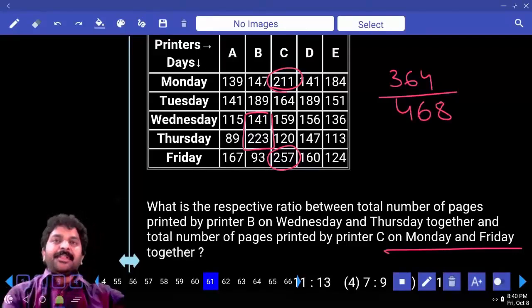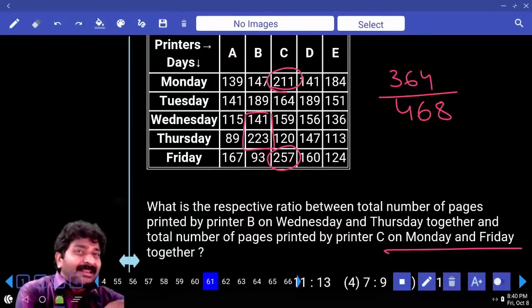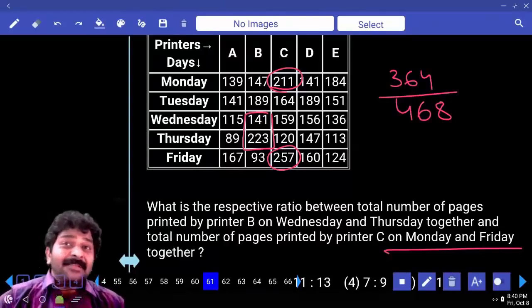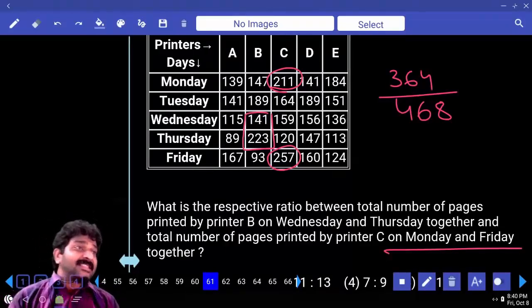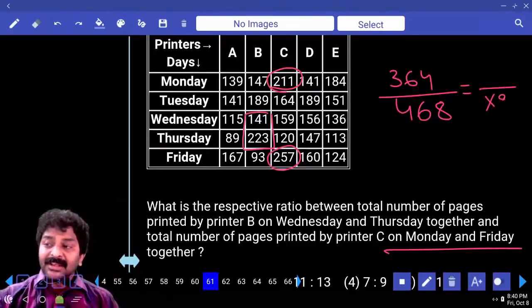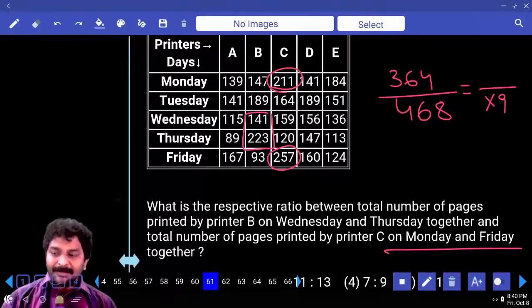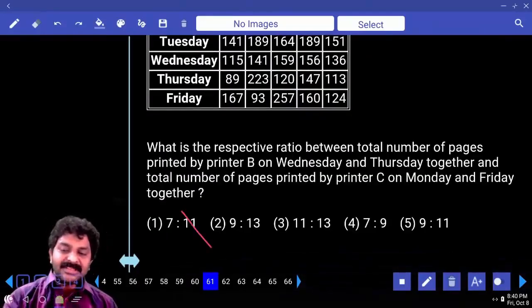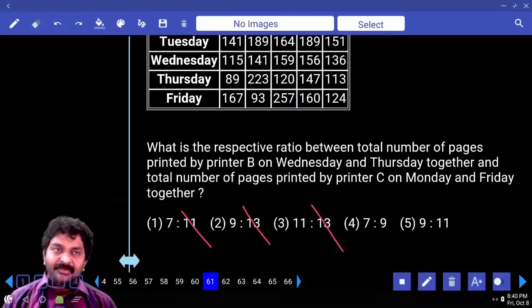468. When you look at your denominator, is it 9 multiple? Is your numerator 9 multiple? At least 3 multiple? Then your denominator should have 9 multiple in the answer. Agreed? Can it be first option? Second? Third? Fourth? Fifth? Fourth option final.